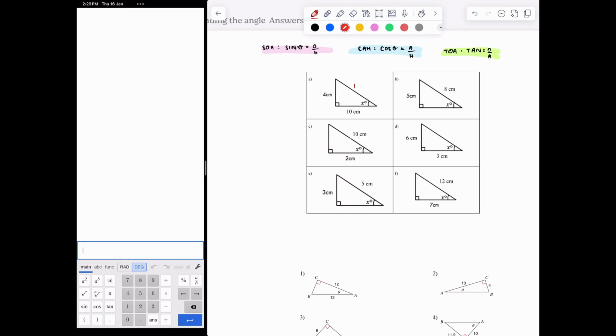All right, let's find the missing angle. Let's label our sides. We've got the hypotenuse, which is the longest side, the adjacent, which is in between the two angles, and the opposite, which is opposite the angle. We've been given the adjacent and the opposite.